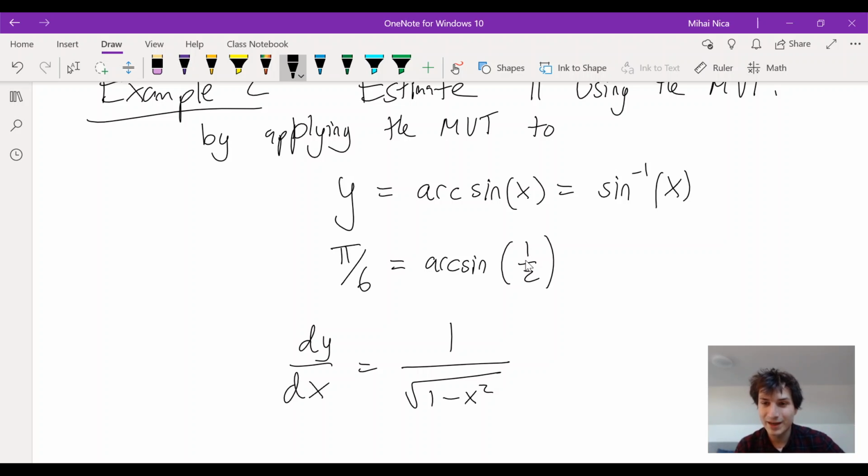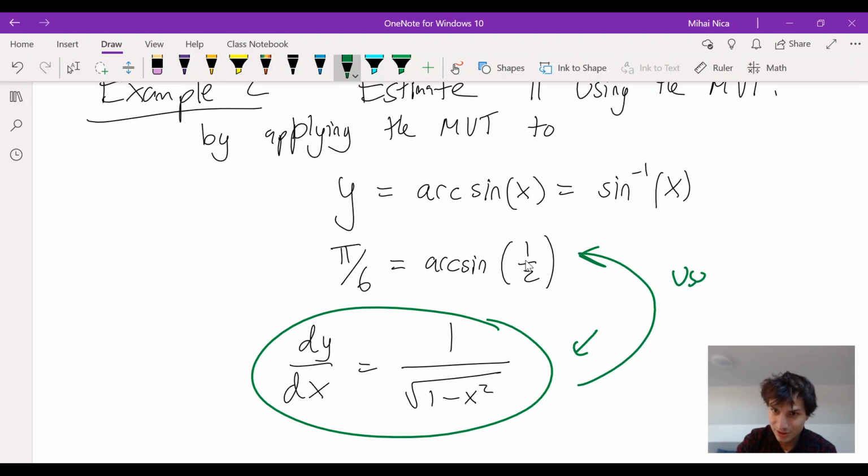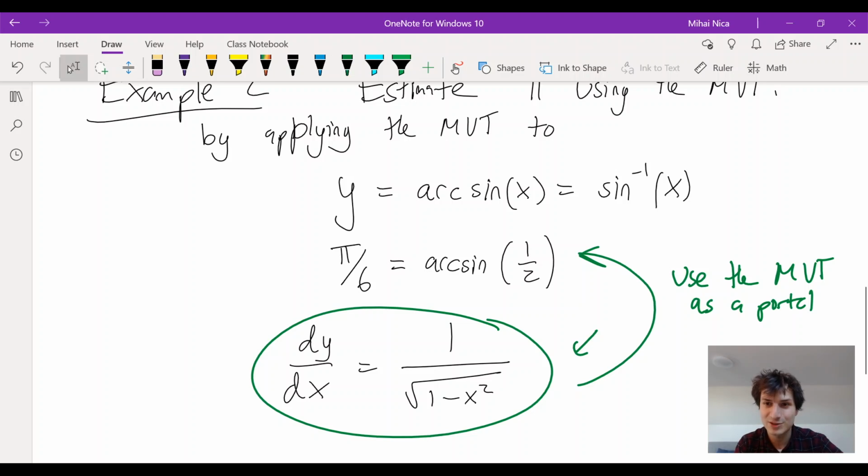And what I'm going to do, and this is what I said in the last video, the mean value theorem, it is a portal. It is a portal that translates information about the derivative into information about the function. So what I would like to do is translate this function, which I know very well. I'm going to use the mean value theorem as a portal to convert information about square root of 1 minus x squared into information about pi by 6. So that's what I'm going to do.